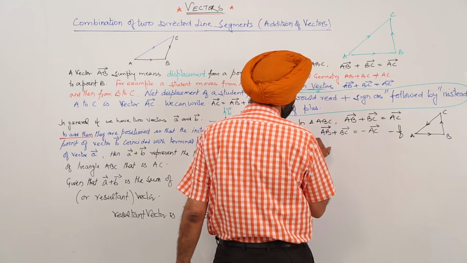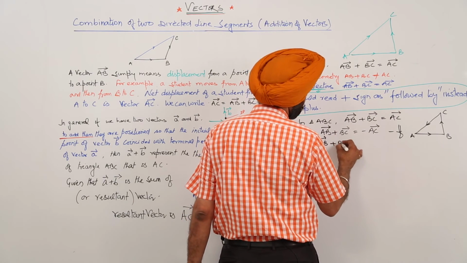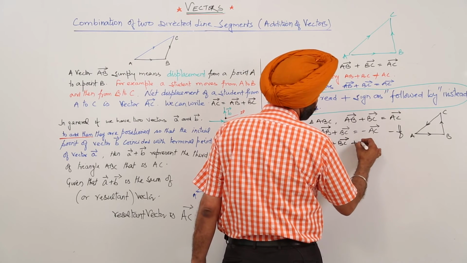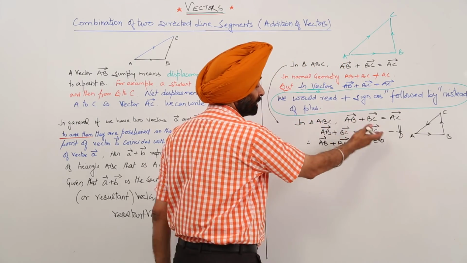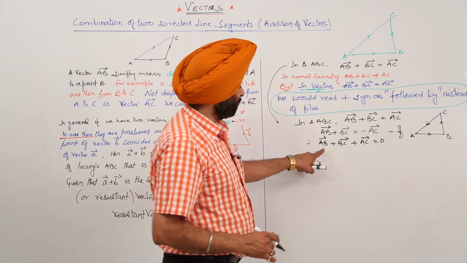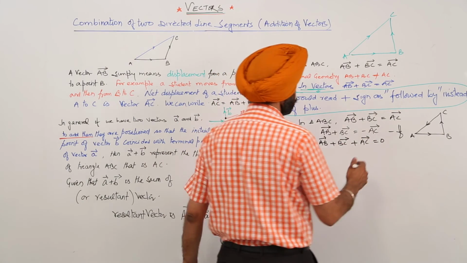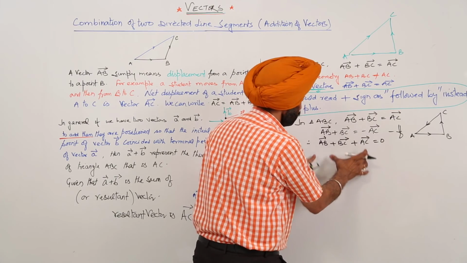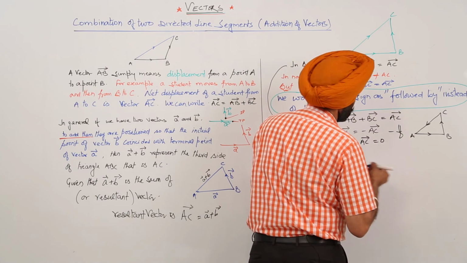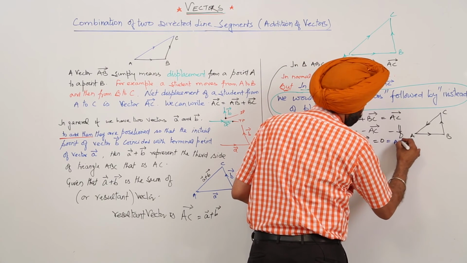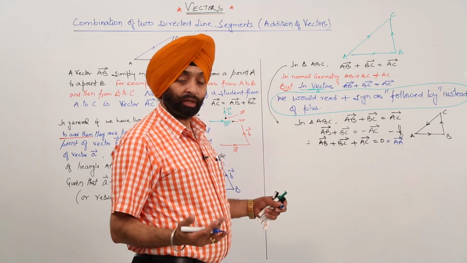Therefore vector AB plus vector BC plus vector AC is equal to 0. I am taking this to the left hand side. So we have AB plus BC plus AC is equal to 0. Now this whole thing is equal to vector AA, and vector AA we can say is 0.